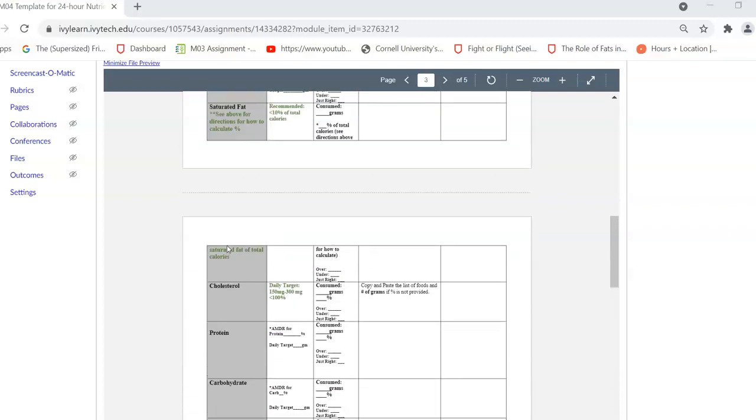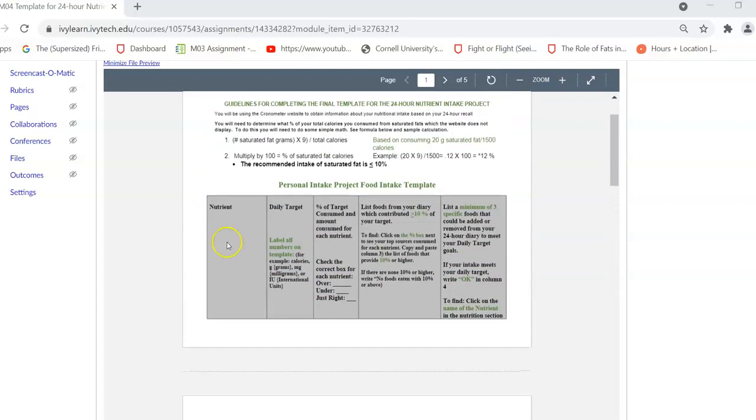All right. So let's go back up. So those will be listed. The first column, what you'll be doing is listing your daily target. What is recommended for you based on your personal profile? So important here is to label all the numbers. If you have a number, you should have a label.